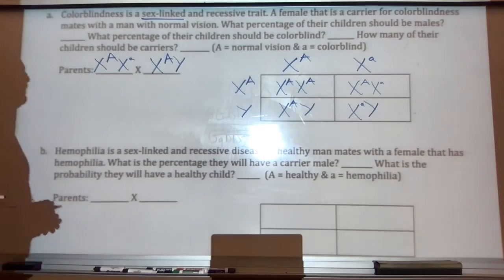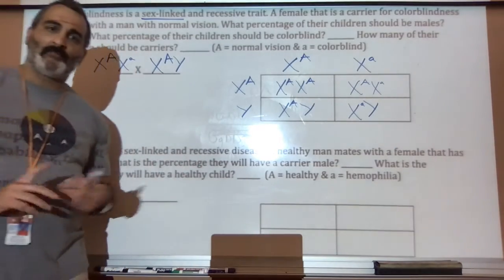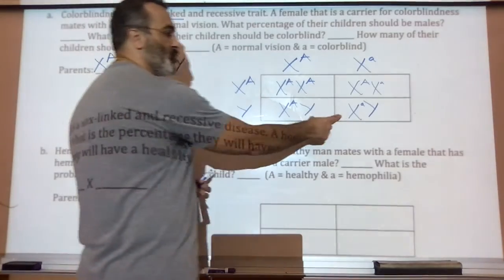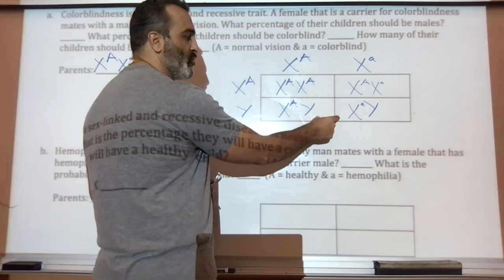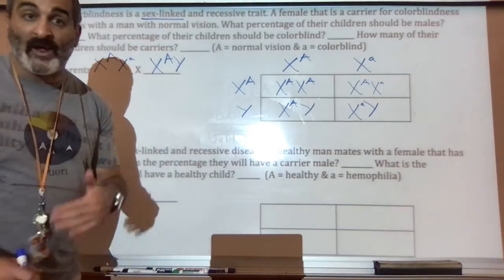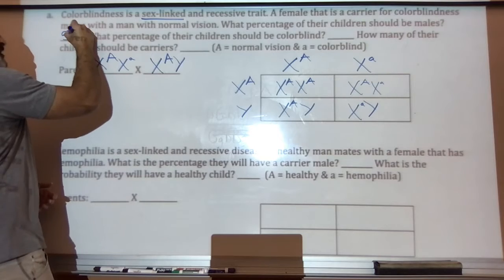Now, first question. What is the percentage of the children that should be males? Look, how many of them should be boys? Two of them have X's and Y's, and two of them have XX. So 2 out of 4 are male. Always 1/2 are going to be male, or in percentages in this case, 50%.